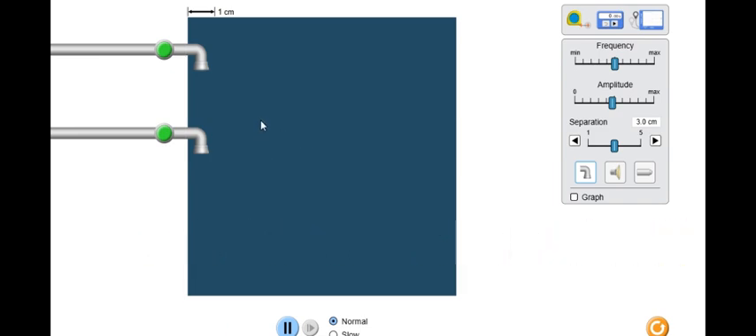So this diagram here you're seeing is going to describe interference of waves. We have two taps here that are going to cause disturbance on the surface of water, and we're going to see what happens when you increase the frequency and when you increase amplitude. What happens when the frequency is minimum? What happens when the amplitude is at zero? Let's go.